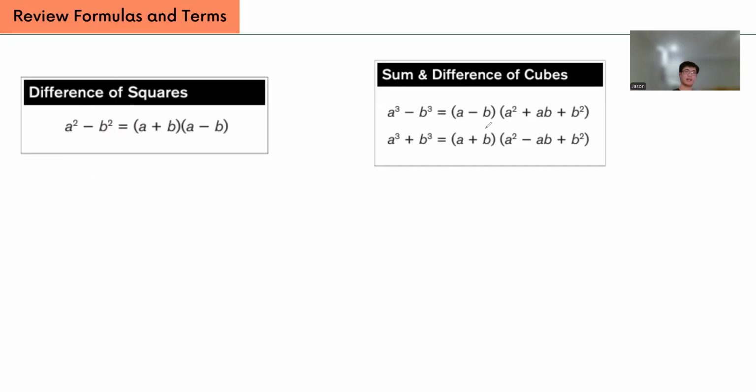For these, I just like remembering that these are the same, right? These terms are all the same. It's just these signs switch, right? And whatever sign it is, if it's a cubed minus b cubed, the negative goes first, and then this one is a plus. If it's a cubed plus b cubed, the plus goes first, and then this one is a minus, this one over here. Okay.